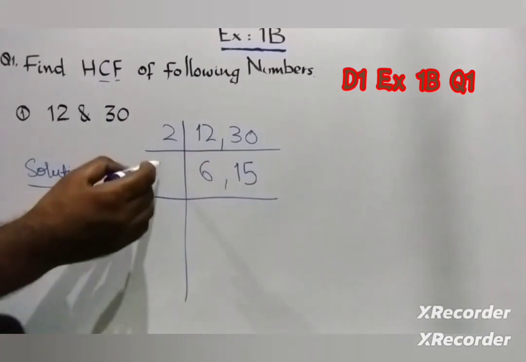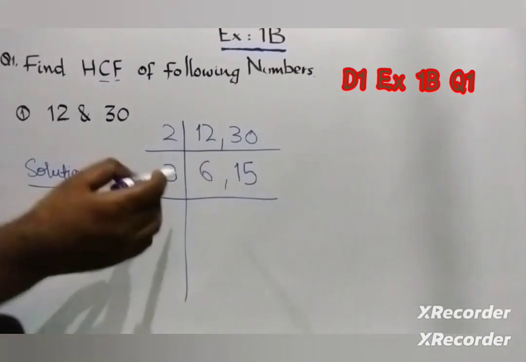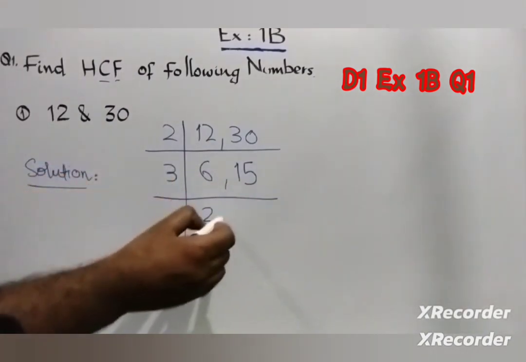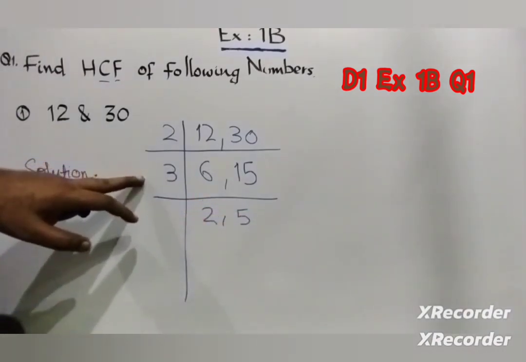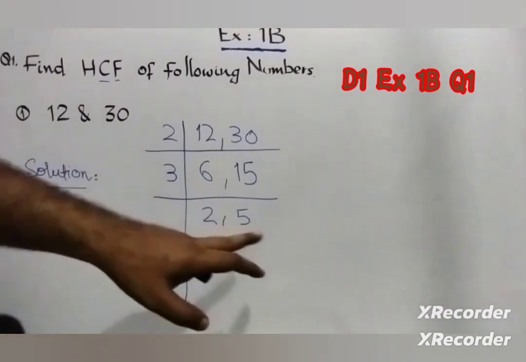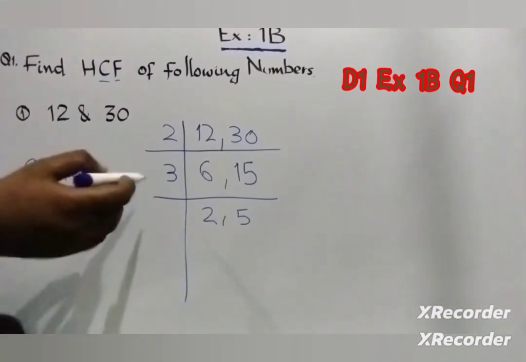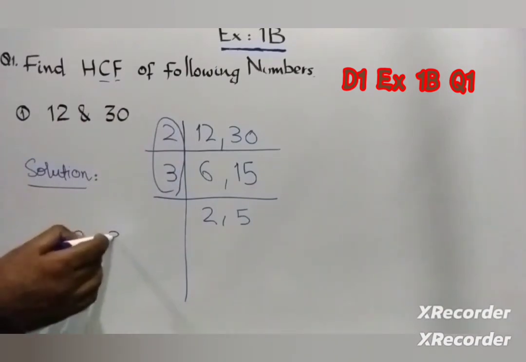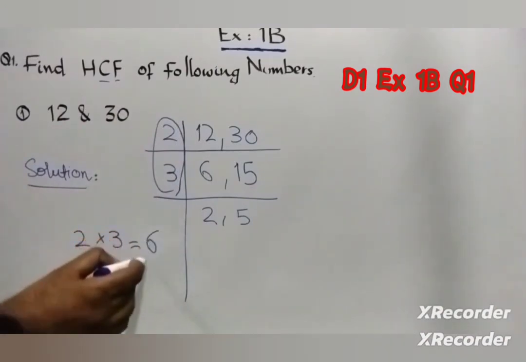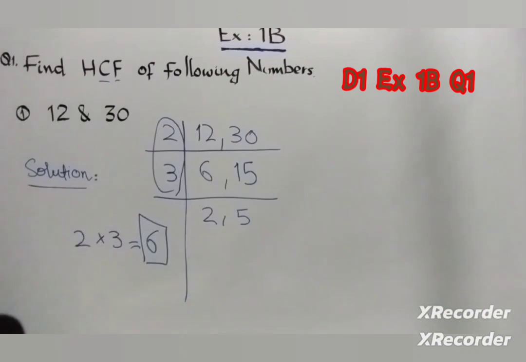On the second step, 3 is also a common factor. 3 twos are 6, 3 fives are 15. Now at that point, we do not have any further common factors. So our answer will be this: 2 multiplied by 3 is equal to 6. 6 is our required answer.